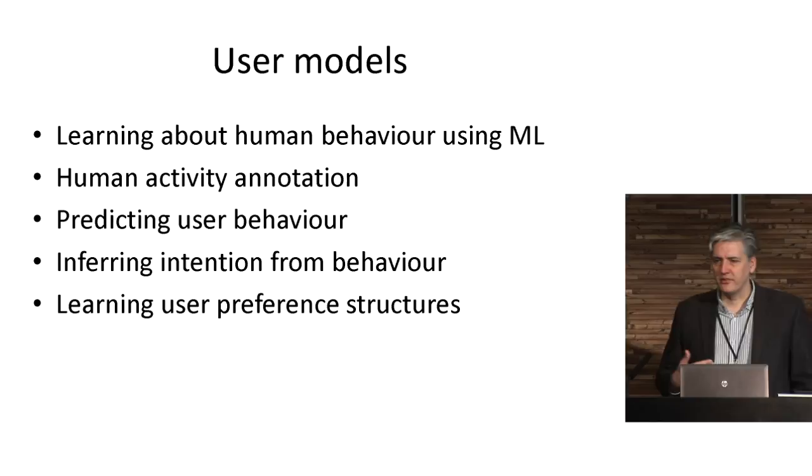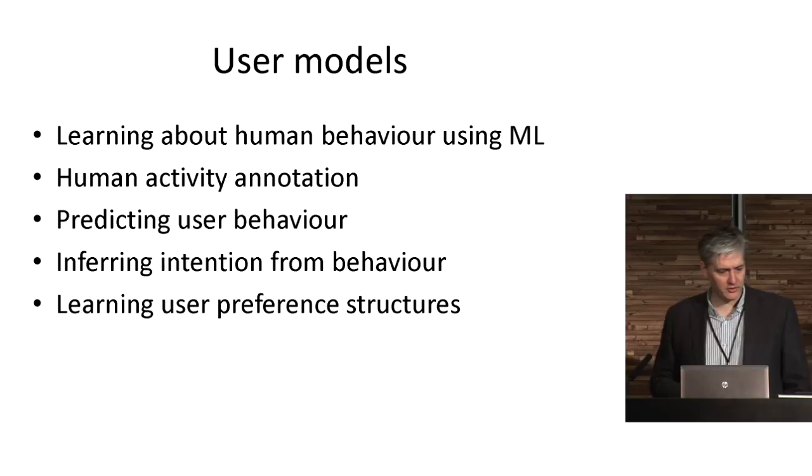So we want to look at using models. If you understand how people behave in a particular context, that helps you infer what their actual intention was, not just the overt behavior that you see. And if you've got a model, then you can use that to learn what people actually prefer.